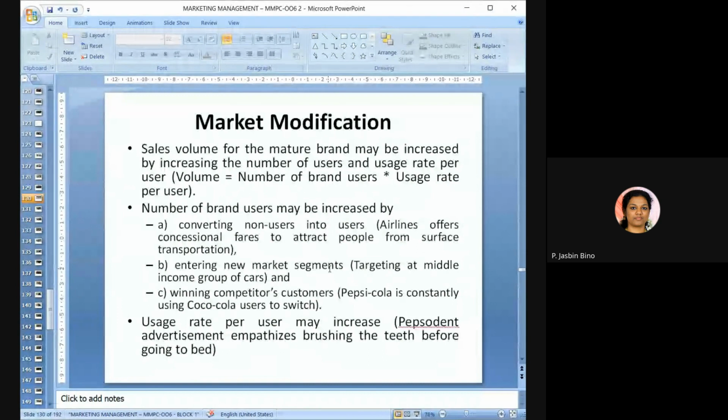The next one, winning competitors' customers. Pepsi Cola constantly uses this to make Coca-Cola users switch, so we have to win the competitors' customers' minds also. Usage rate per user may also increase. For example, Pepsodent advertisements emphasize brushing the teeth before going to bed. When they are brushing twice a day, the paste which lasts for one month will be over in 15 days itself, so again they have to buy the product. This is usage rate per user. So these are the strategies we can use to modify the market.